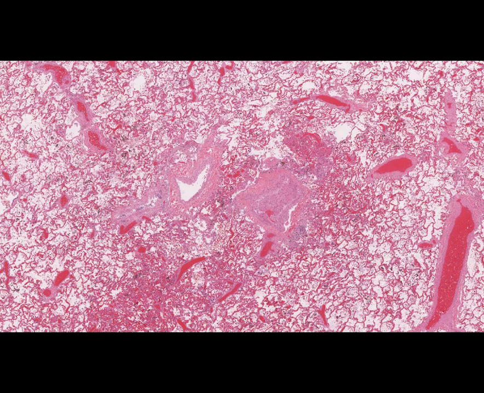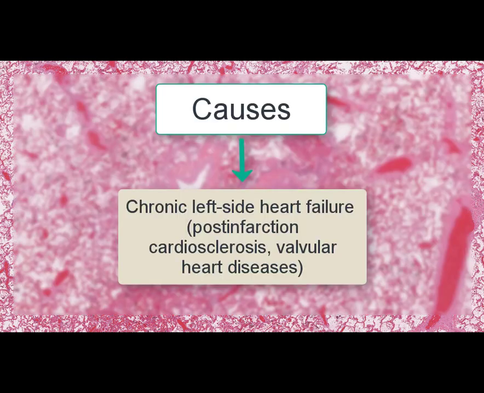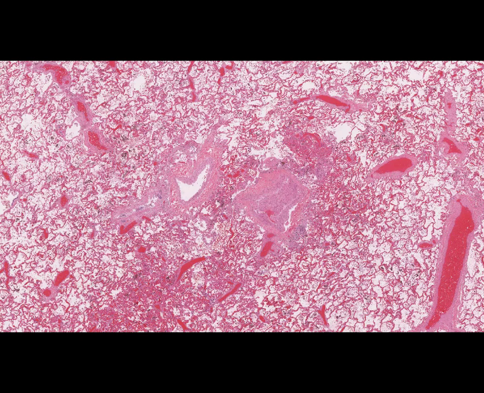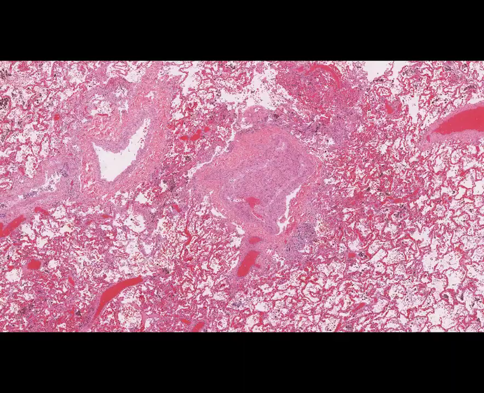The cause of the brown induration of the lungs is chronic heart failure by left ventricular type. For example, due to post-infarction cardiosclerosis or valvular heart disease with disturbance of the venous outflow from the lungs. The pathogenesis of this disorder has similar mechanisms to chronic venous congestion in the liver, with the same outcome into pronounced pulmonary fibrosis.